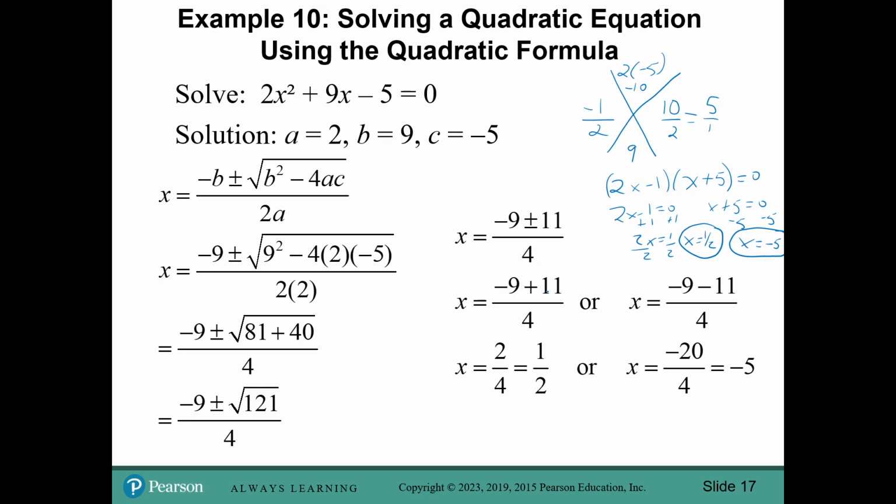I'm going to break it into my two things because it's plus or minus here. I don't want to leave my solution like this because we can simplify this. So I'm going to break it into the plus in this piece and the minus in this piece, because you're going to have two solutions. We've seen that in our factoring already. So negative 9 plus 11 over 4.